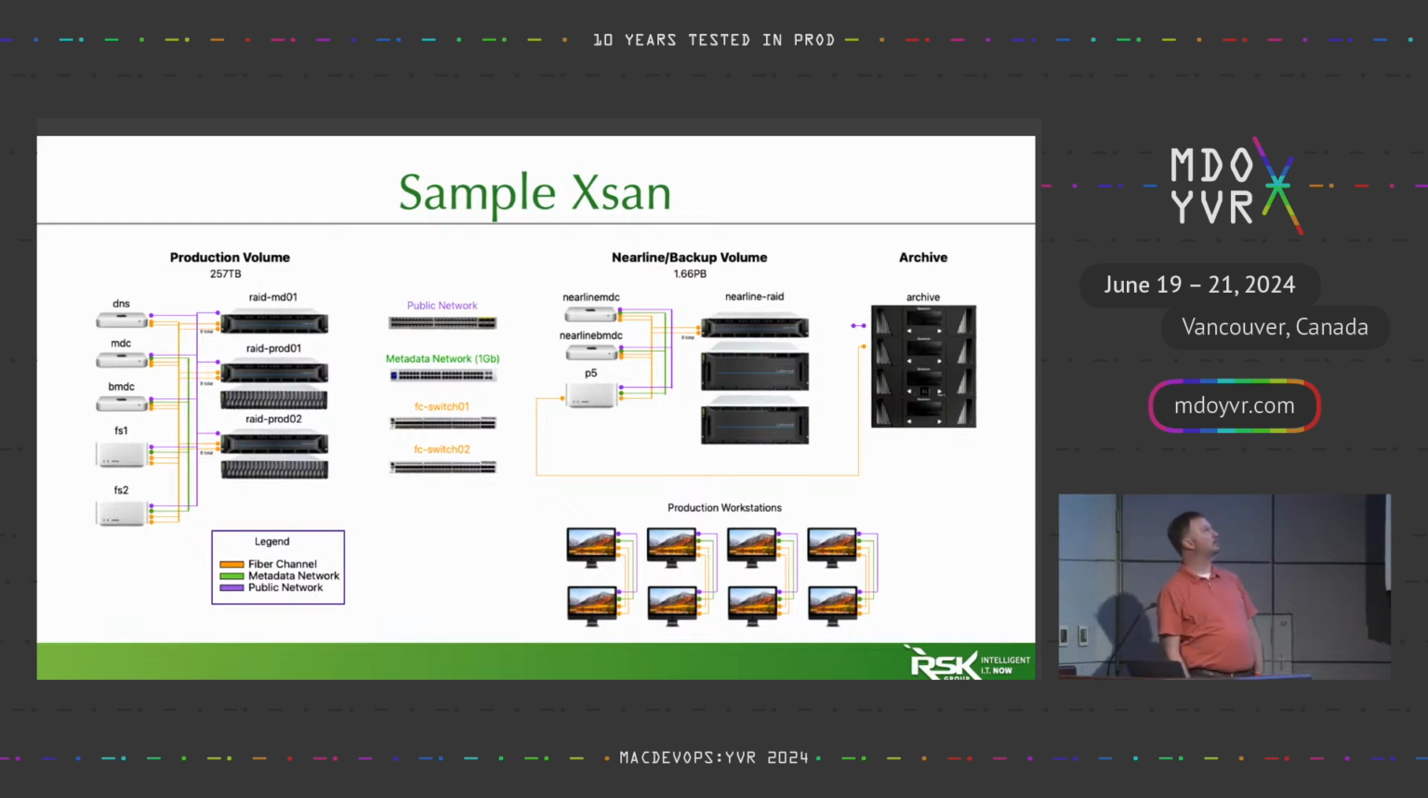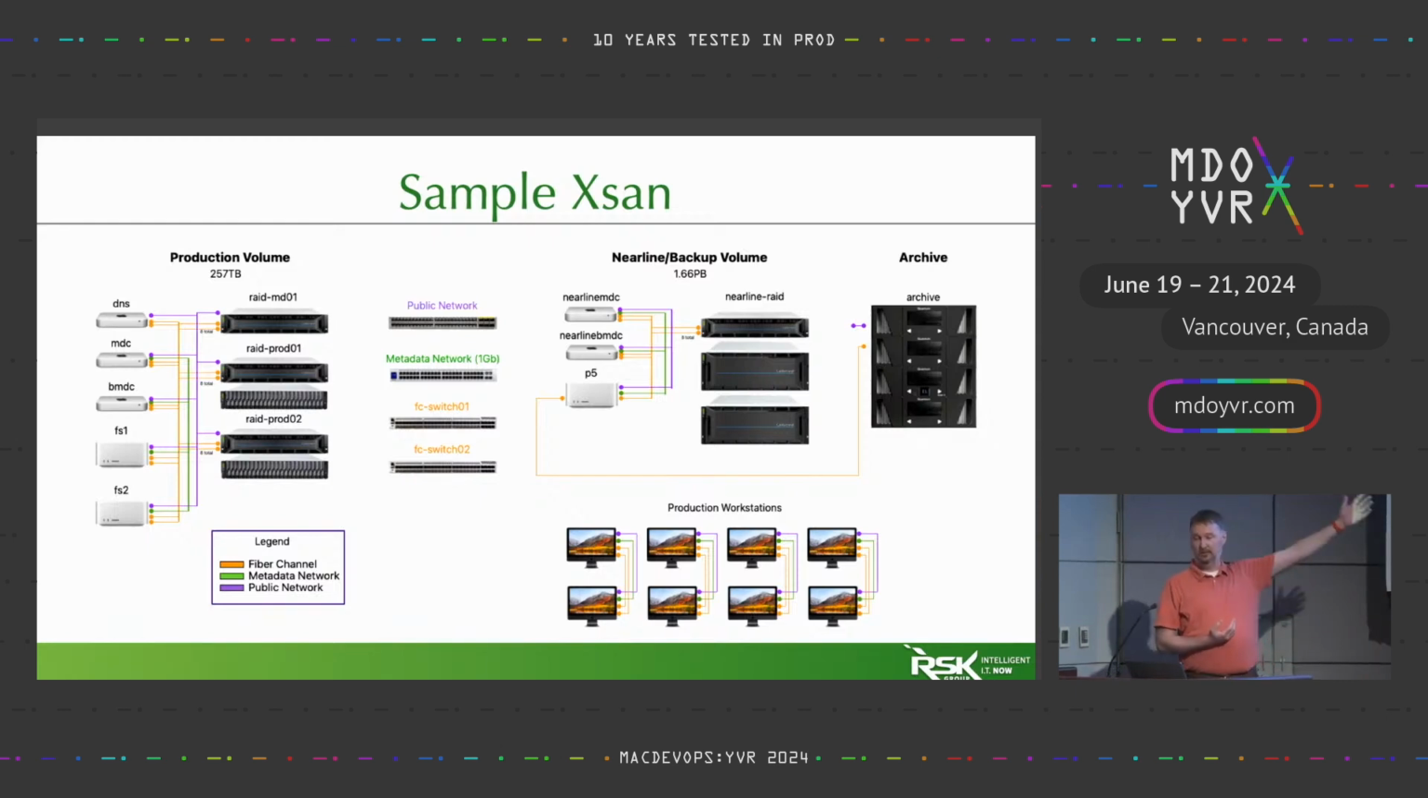So this is a sample Xsan, just removed all the names from something that we put together for a customer. We have our Macs here that run it. We need DNS. We use dnsmasq to run DNS. It's fine for this use case. We have our 2 metadata controllers.